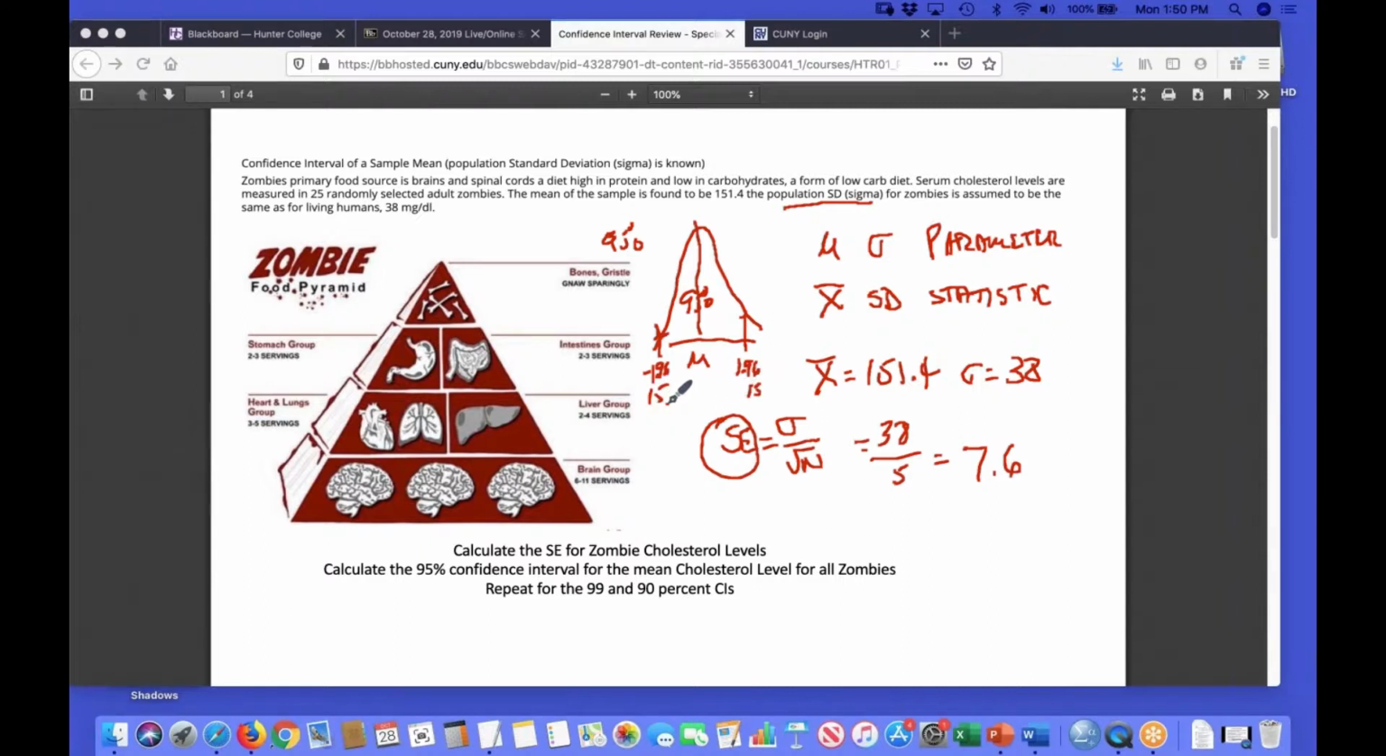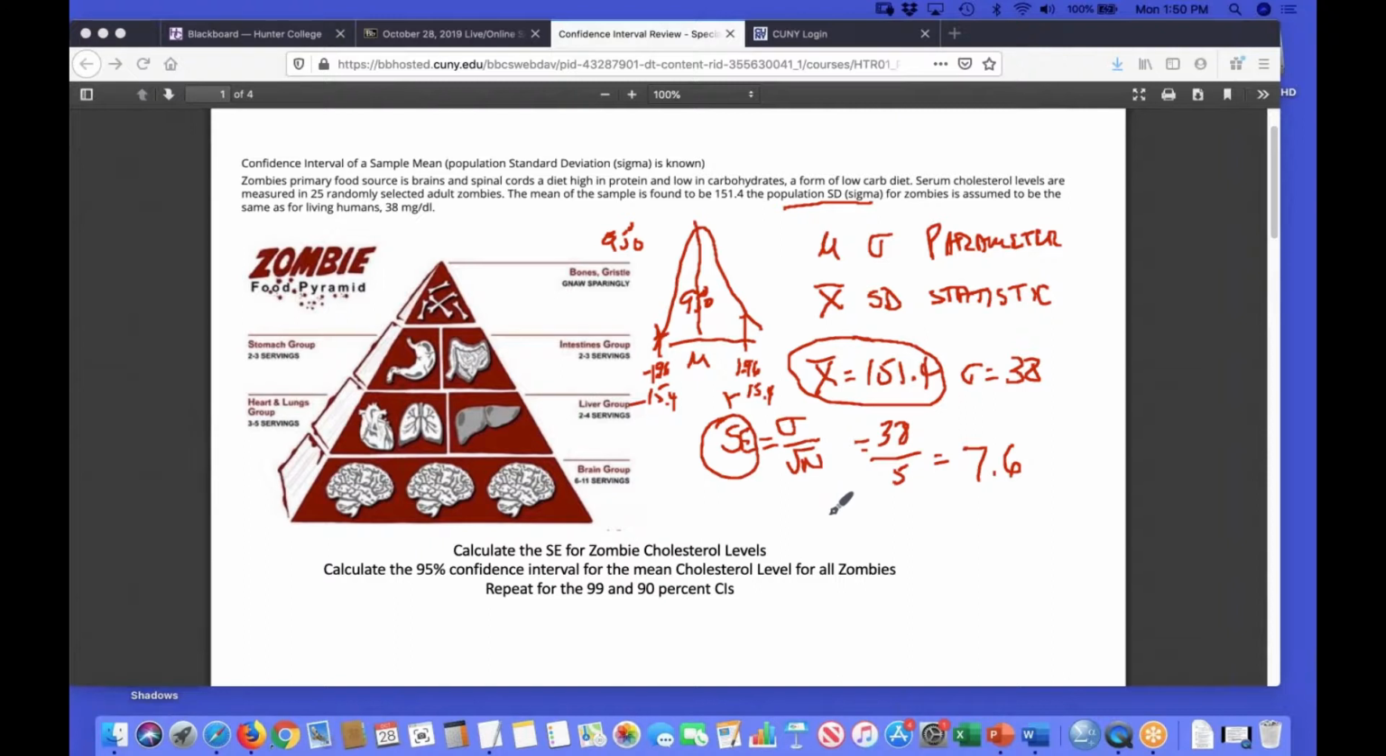Actually, 15.4 above the mean or 15.4 below the mean, right? So we know something about the way sample means are distributed in this population. So that allows us to determine a confidence interval for the mean that we calculated from the sample of 25 zombies that we actually measured.